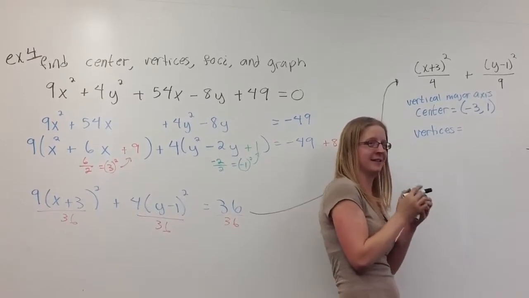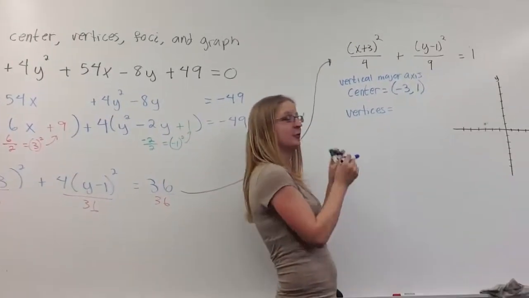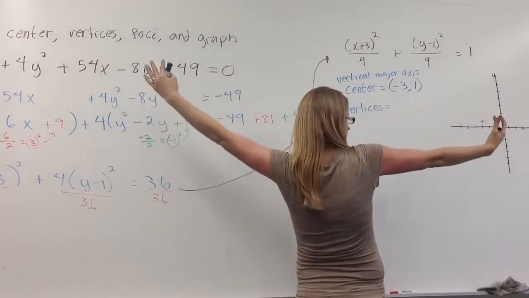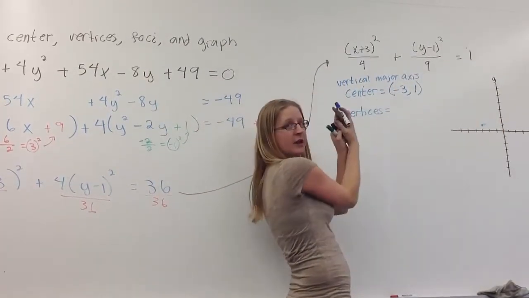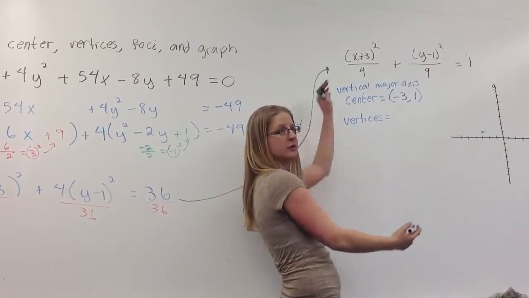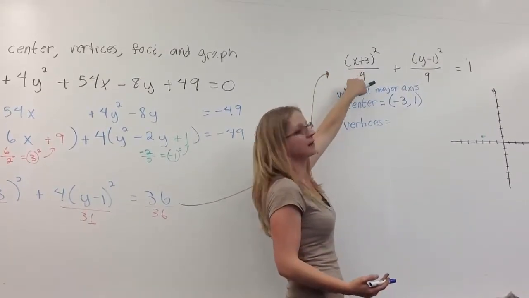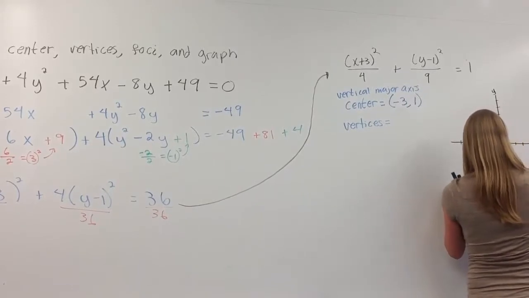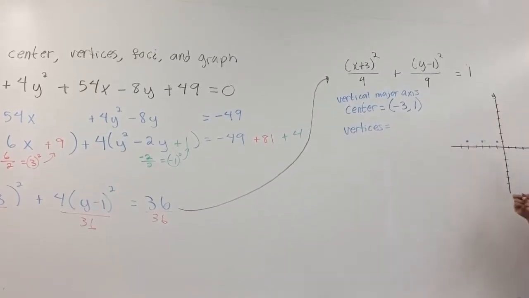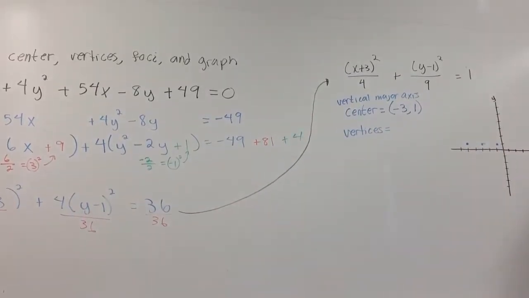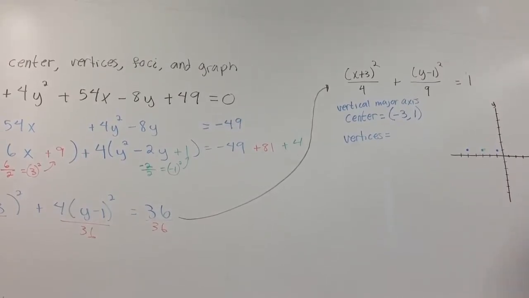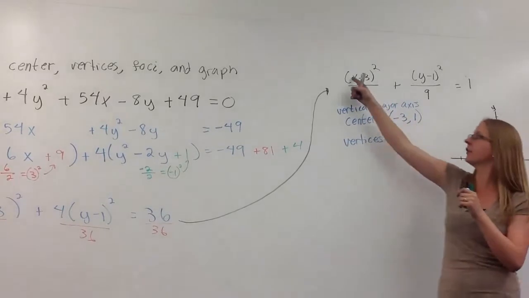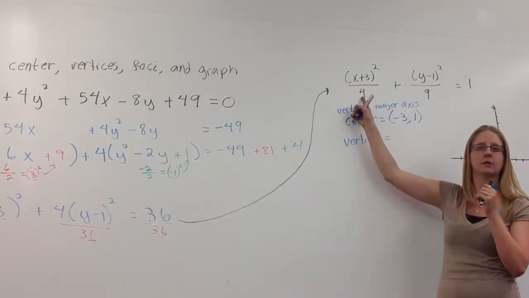What do I do next? What is the radius in the x direction? 2. Why is the radius in the x direction 2? Because underneath the x is a 2 squared. So 2 units over. What is the radius in the x direction is the question. And the answer is 2, because underneath the x is a 2 squared.